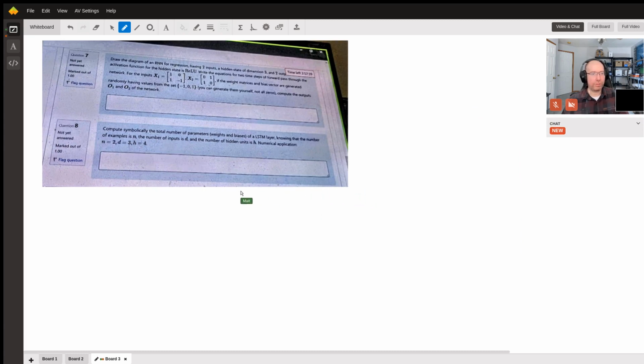Okay, so we need to draw a diagram of an RNN for regression. I don't know what this whole regression is all about. Having 2 inputs, hidden state of dimension 3, and 2 outputs. I assume all we're missing there is the word: the activation function for the hidden state is ReLU. Okay, write the equations for time step 4. But the equations might be a little bit tricky.